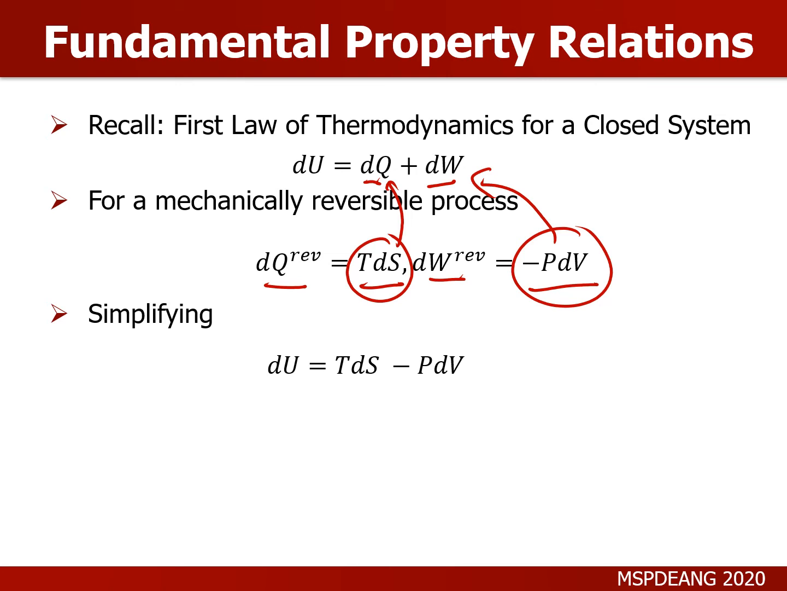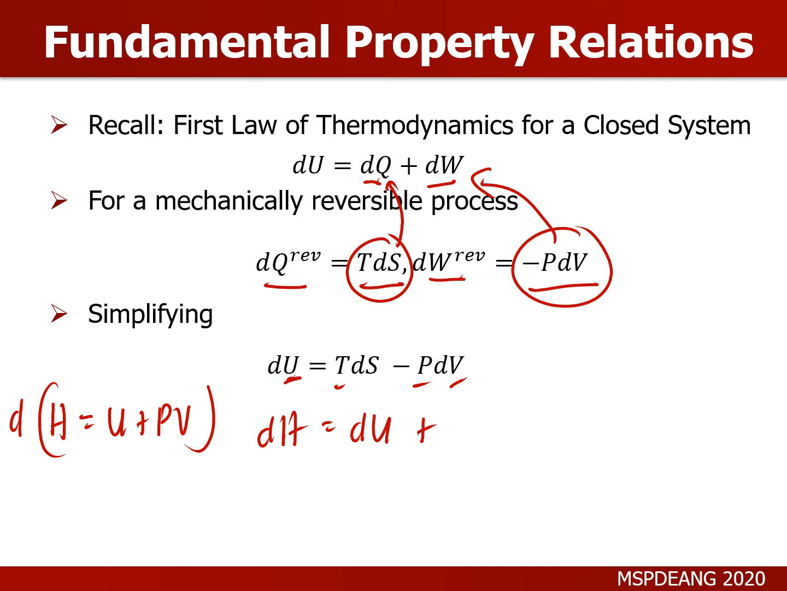Ngayon, we can see now our property U is now in terms of measurable quantities na temperature, pressure, and volume. So you can now actually do this for other thermodynamic properties. Recall the definition of enthalpy, H is equal to U plus PV. Let's say you want to get dH. So take the derivative. So magiging dH is equal to dU plus d(PV), so chain rule, so plus PdV plus VdP.